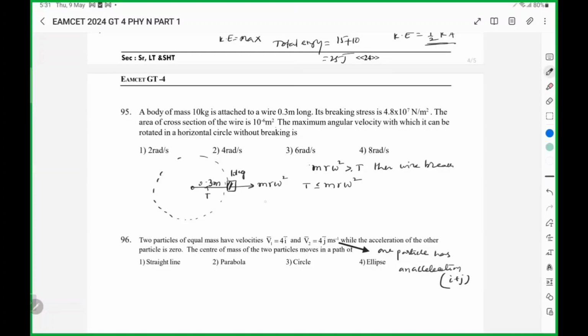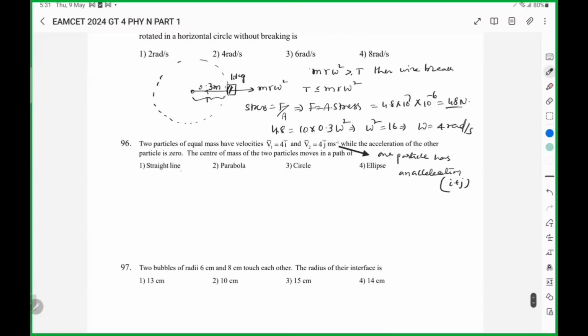So here stress is given, that is force per unit area. Force is equal to area into stress. Stress is 4.8 into 10 power 7. Area is 10 power minus 6. It is 48 newtons. So the maximum tension it can bear is this, which is mass 10 kg, length 0.3, length becomes radius, m r omega square. Omega square is 16. Omega will be 4 radian per second.